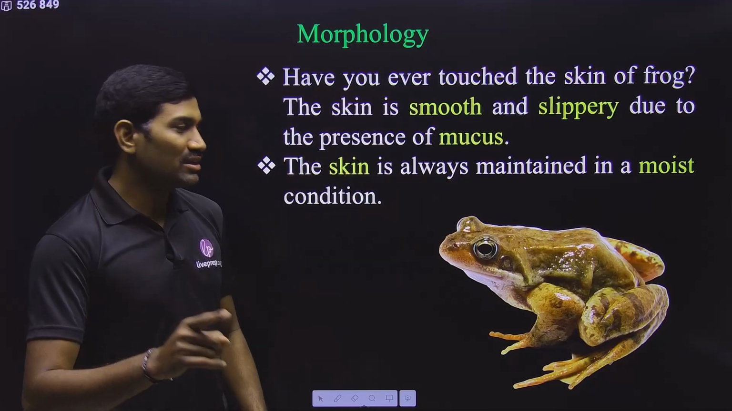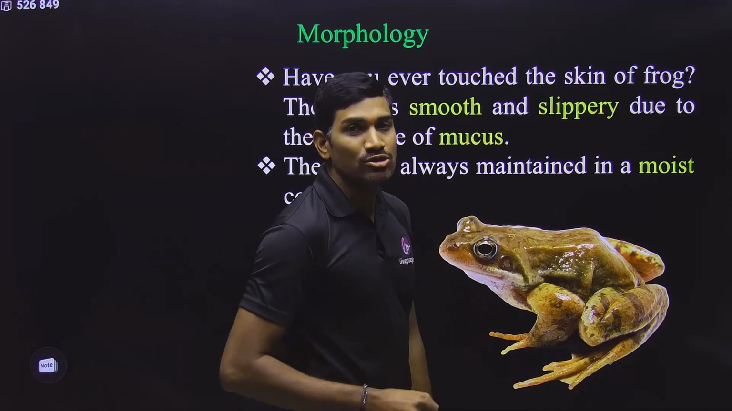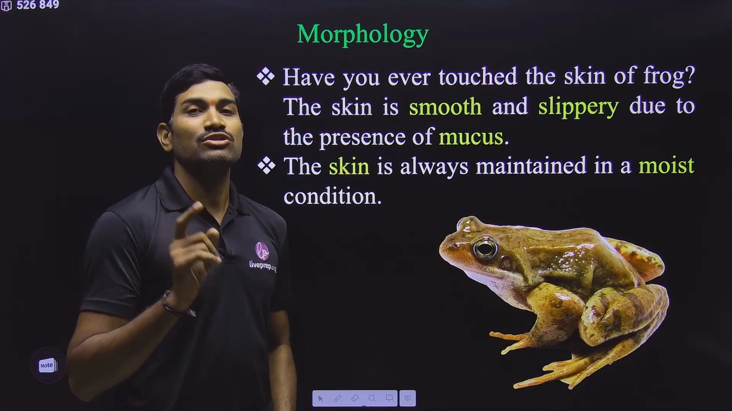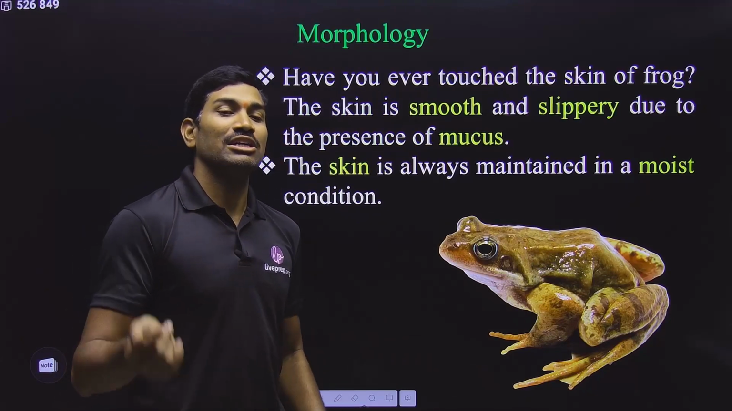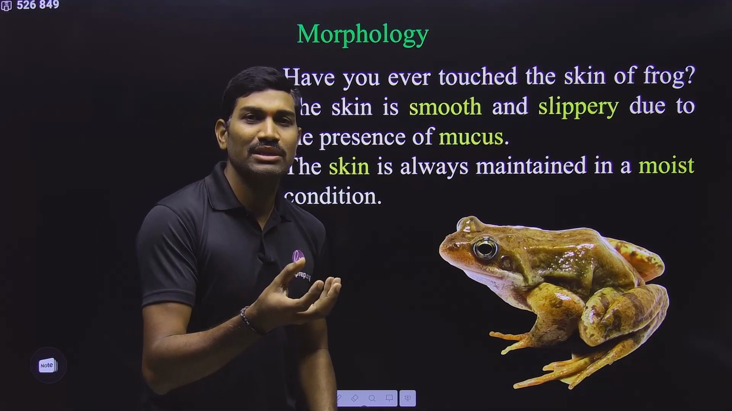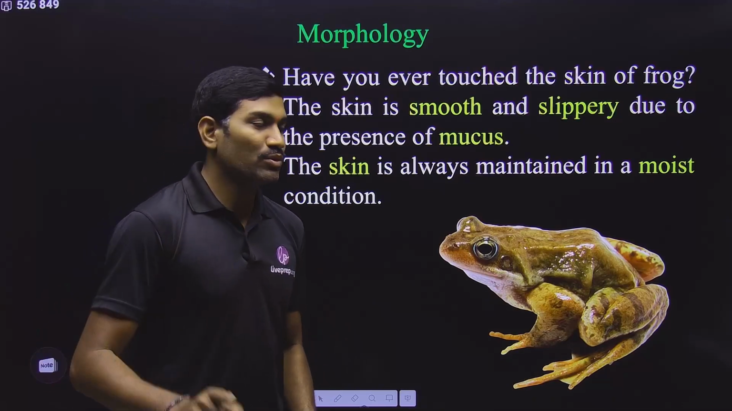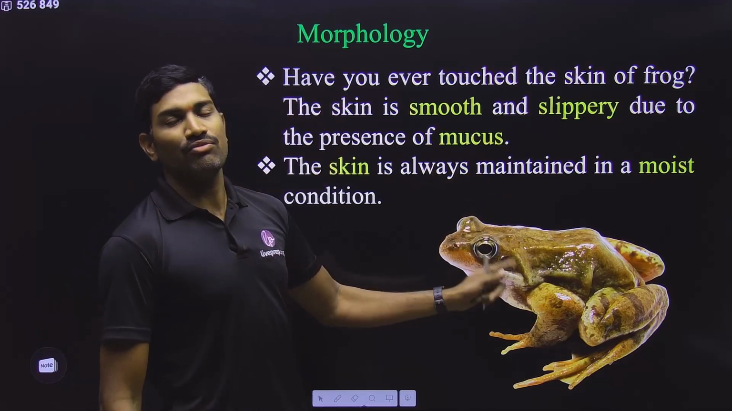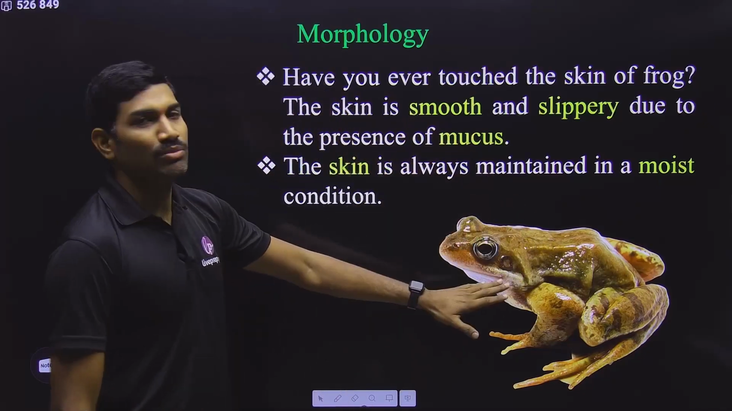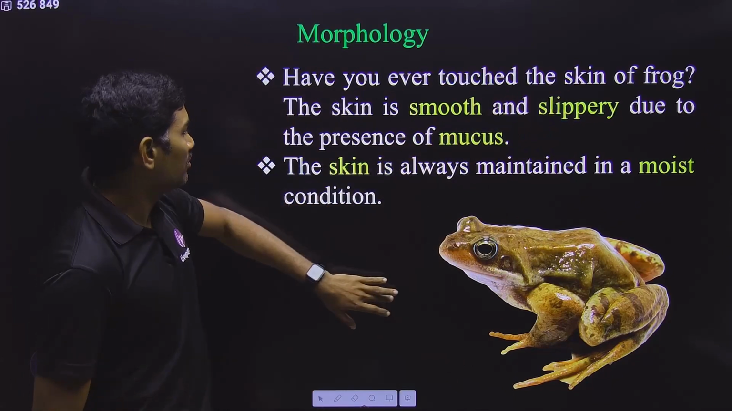The logic we need to understand is that exchange of gases is actually taking place at the skin also. If exchange of gases is taking place at the skin, in that case the skin should be moist, because these gases will dissolve in that water. Moist means what? Some water content will be there. In that water these gases will dissolve, then diffusion will occur. So for this process, the frog always has to maintain its skin in moist condition. This is one important point that we need to understand. That's why it has the slippery nature.